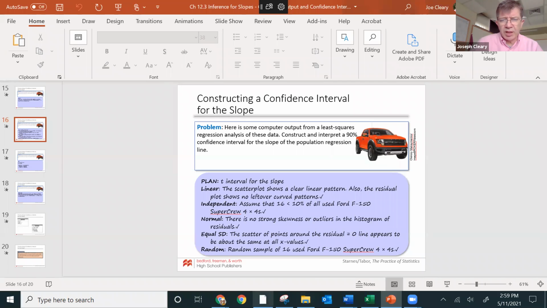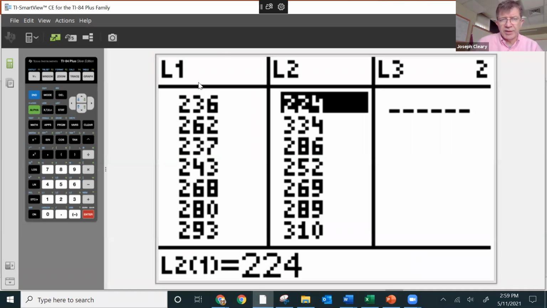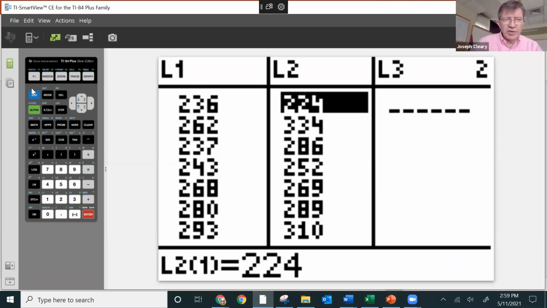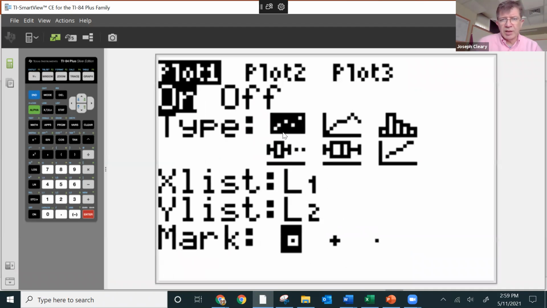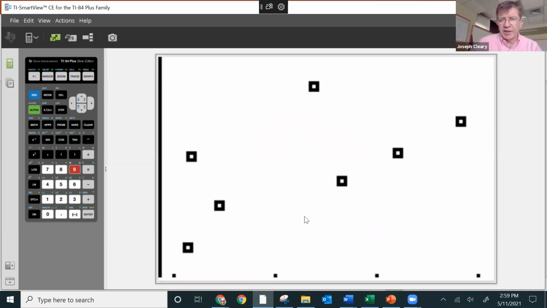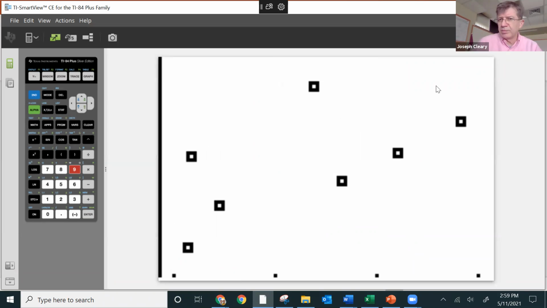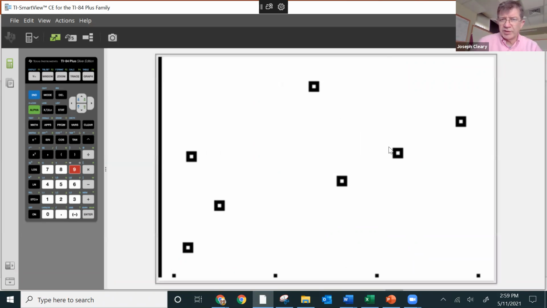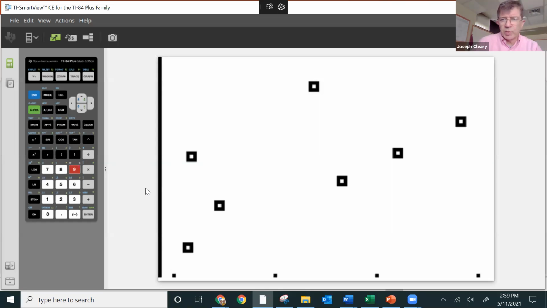So let's go ahead and, you would have hit stat edit and put, again, dominant in L1, non-dominant score in L2. And so let's just go ahead and look at our original data by going to 2nd Y=, turning plot on, going to scatter plot, L1, L2. And when I hit zoom 9, I'm looking for some type of linear relationship. And I think we could say that this is linear. It's not really particularly tight, but there is a linear relationship going on here. So it's worth going forward with it.